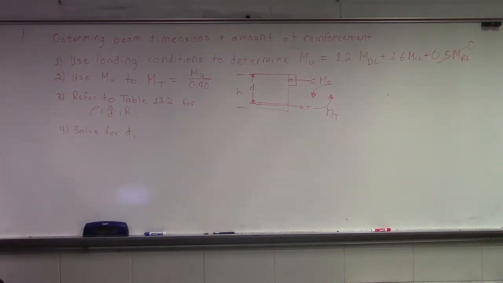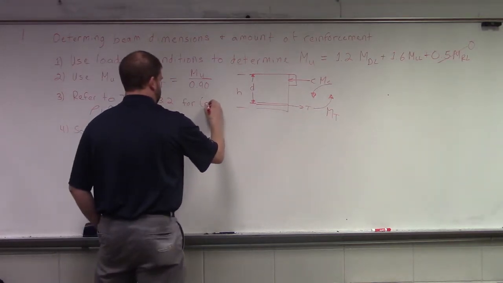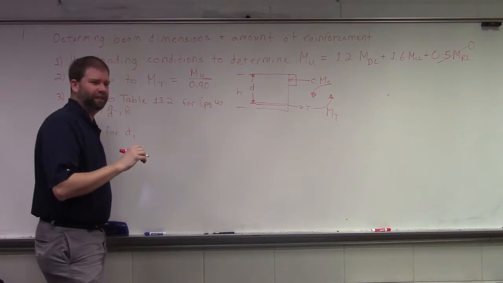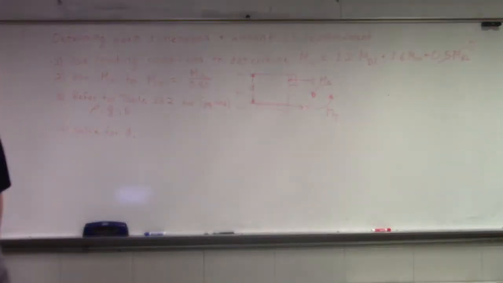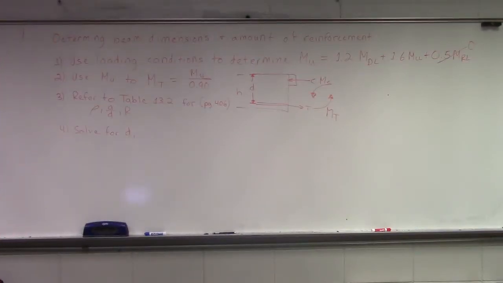What page is it on? It's 402, I think. 13.2, I don't have the page number down. 402? I think so. No, it's 406. 406? Yeah. I think 402 is where 400's the 13.1, where you've got your dimensions of your steel.